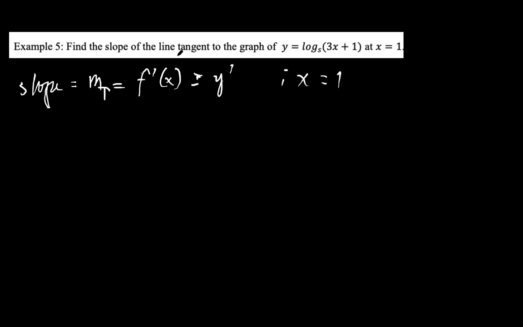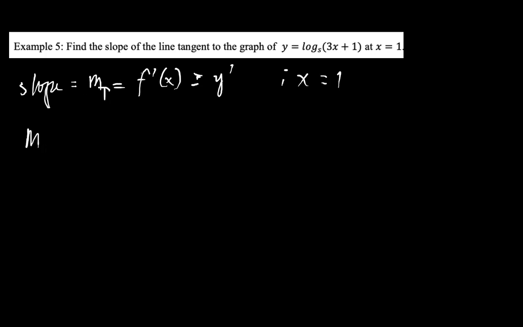Okay, in example number 5, it says find the slope of the line tangent to the graph of y equal to log base 2 of 3x plus 1 at x equal to 1. So we're going to find the slope. To find the slope of the tangent line means to find the derivative of f of x, or the derivative of y, that's y prime, when x is equal to 1. Since we're just looking for the tangent, we can just take the derivative of y.